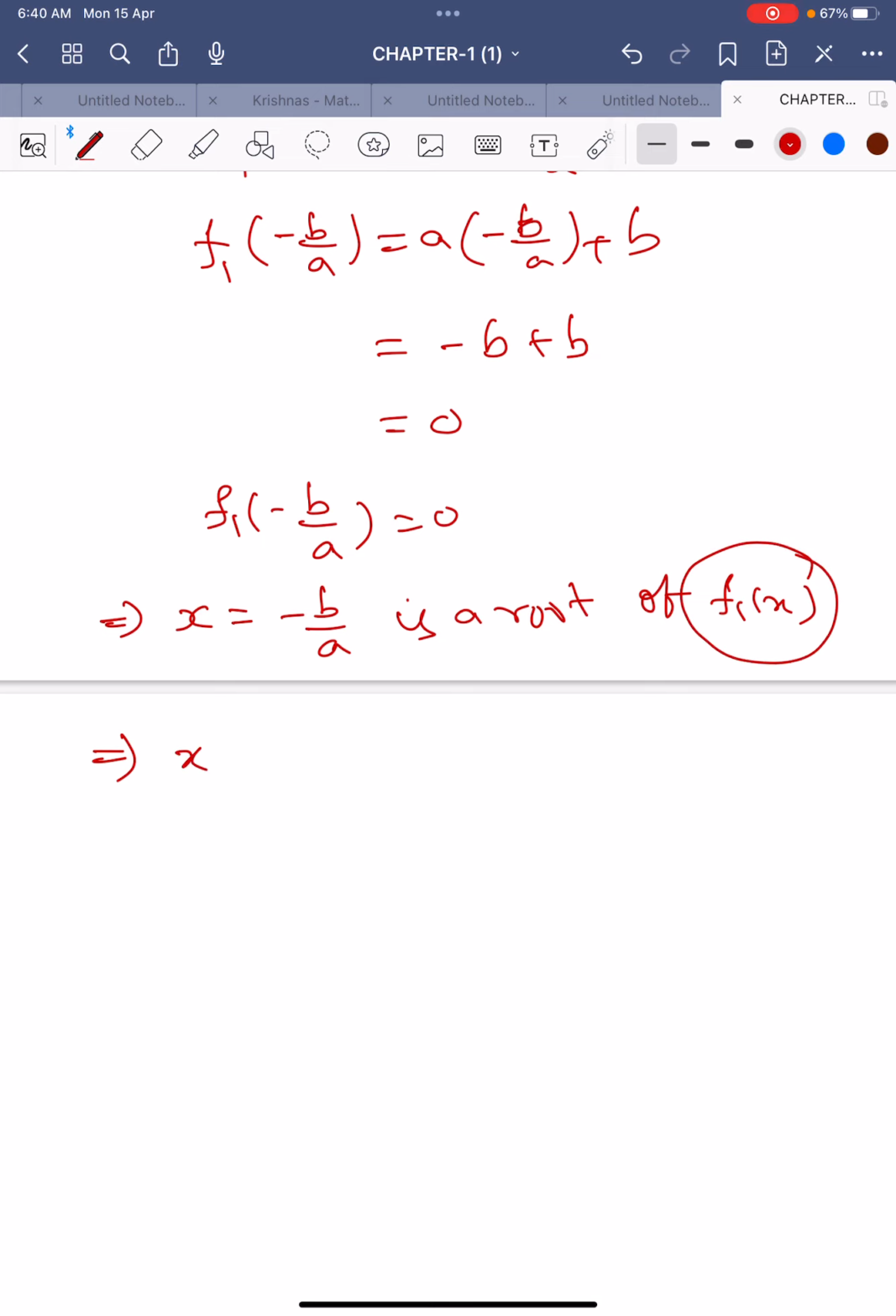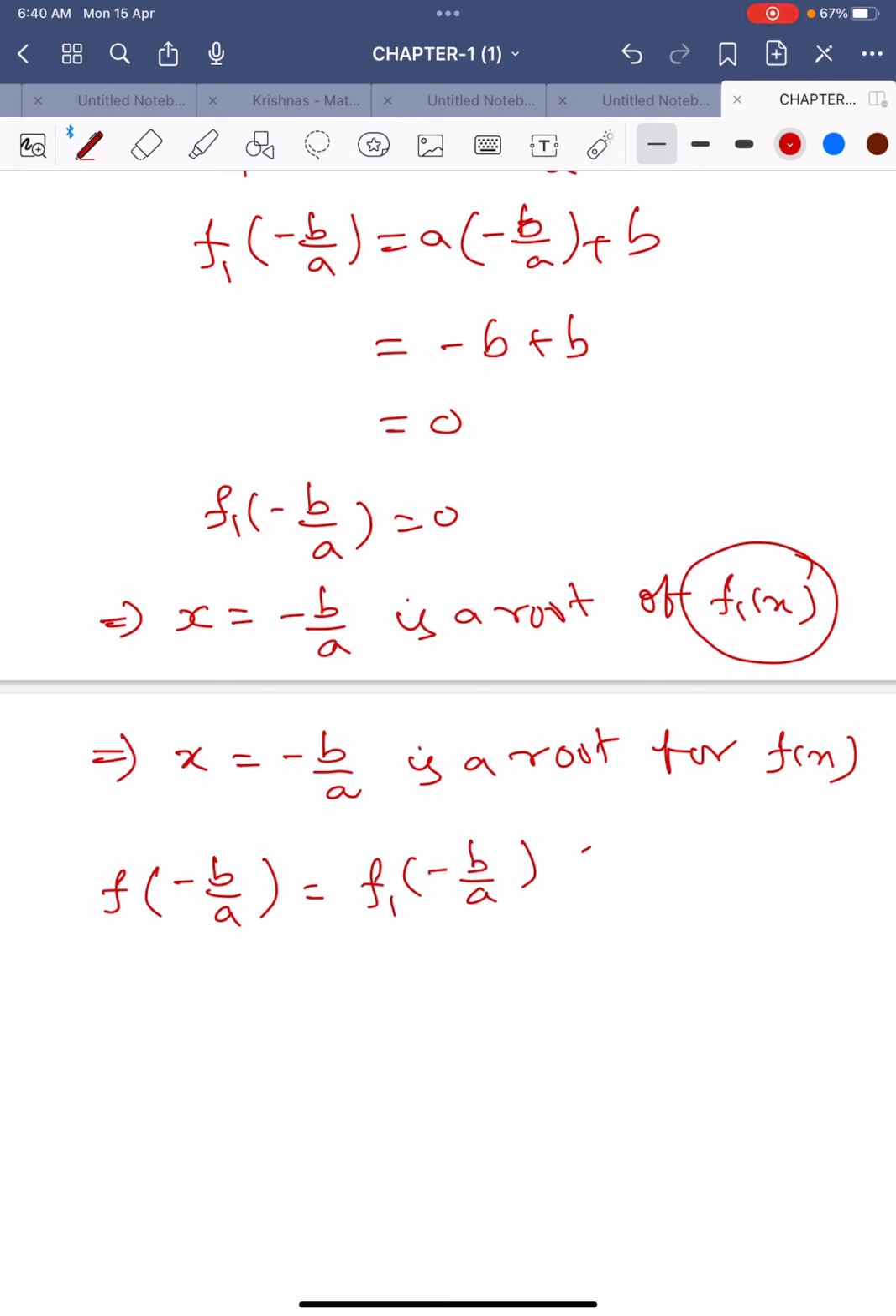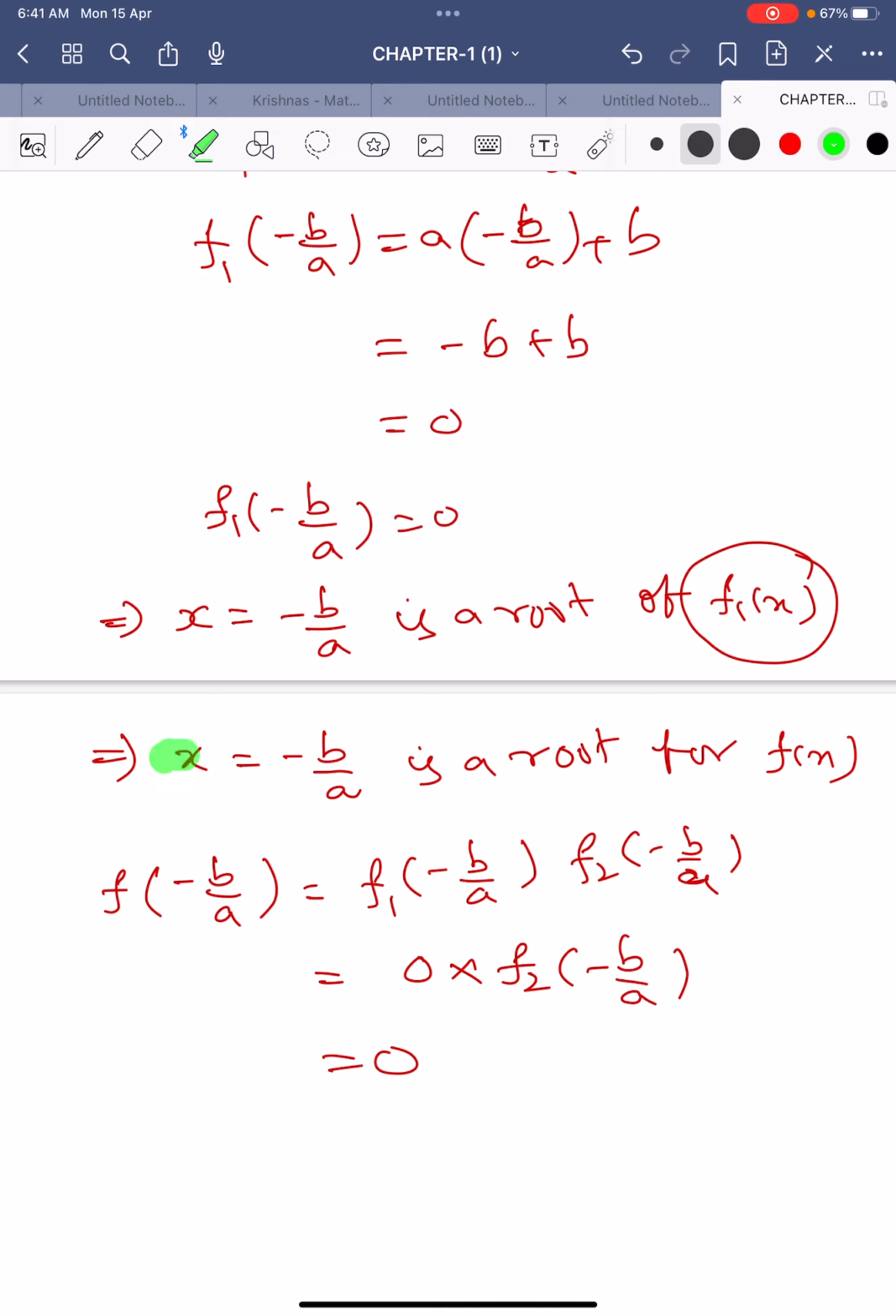If it is a root of f1 of x, obviously here f1 of x is a factor of f of x. This x equals minus b by a is a root for f of x, because f of minus b by a is equal to f1 of minus b by a into f2 of minus b by a. This f1 of minus b by a is 0, 0 into f2 of minus b by a. So obviously it is 0. So our point is right. x equals minus b by a is a root for the polynomial f of x.